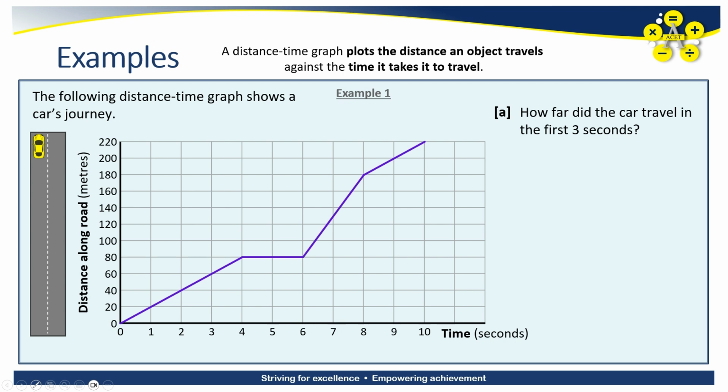So answering these questions then, how far did the car travel in the first 3 seconds? We're interested in where time, which is along the x-axis, was 3. So I'm going up to my graph from 3. We go along the distance and you can see it's travelled 60 metres.